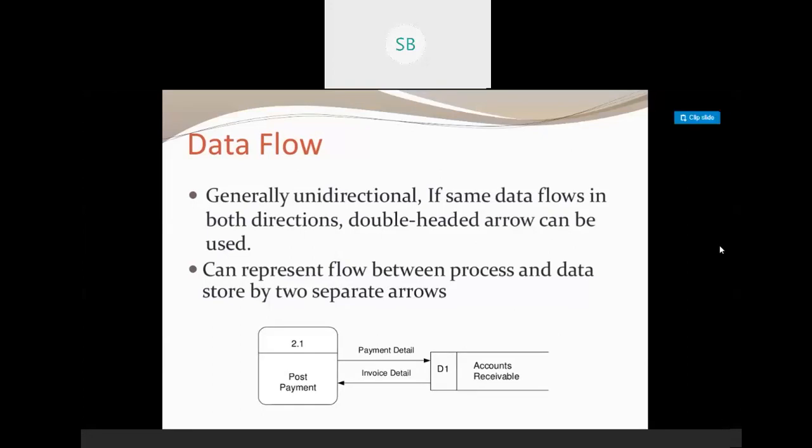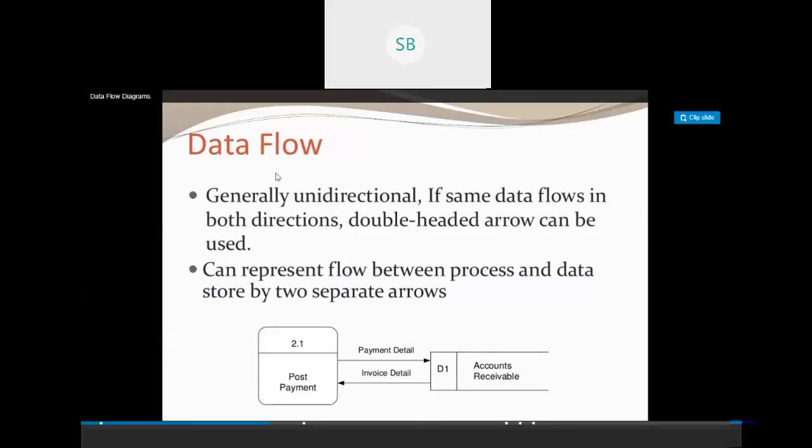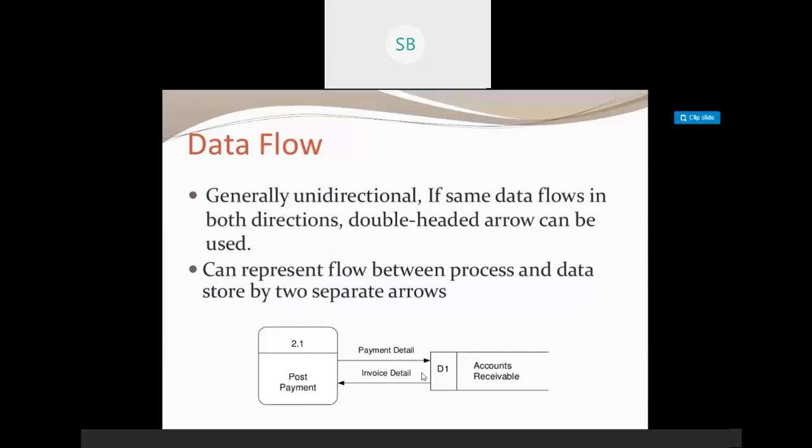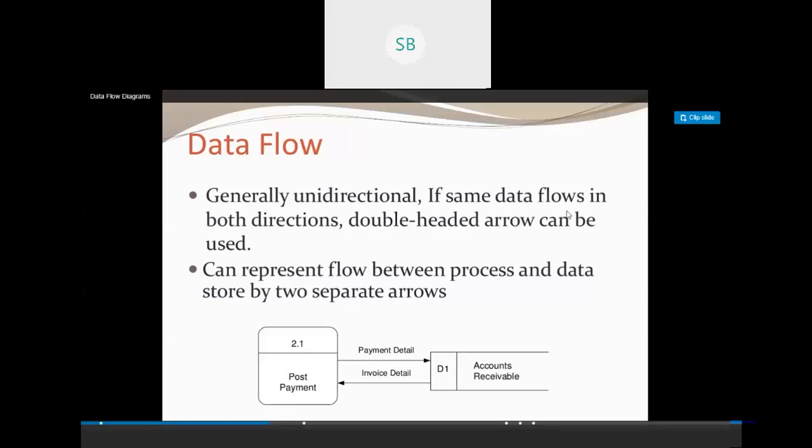Okay, data flow is generally unidirectional. That means it's basically a pipeline, and we have a single one-sided arrow. If the same data flows in both directions, we go for a double-headed arrow.